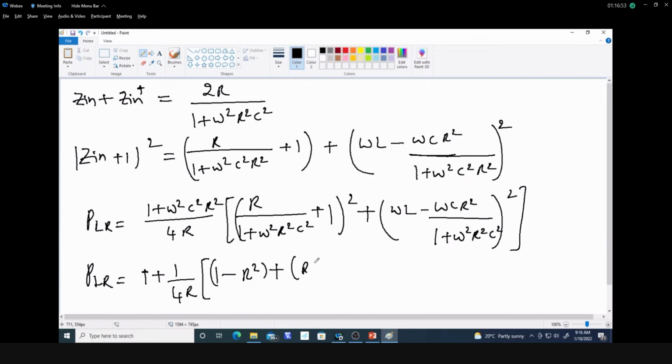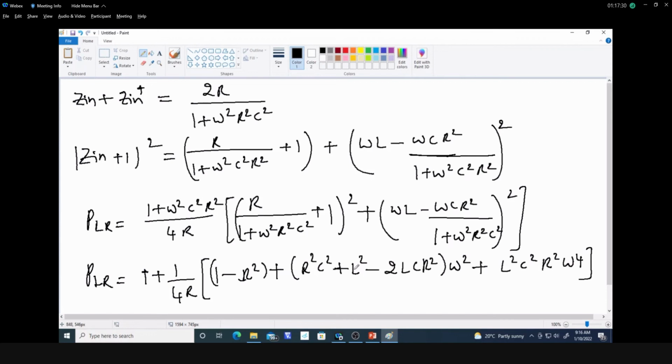plus r²c² plus l², minus 2lc² into ω². So from this expression we are separating the ω terms and the terms without ω, plus l²c²r² into ω⁴. So this is the power loss ratio expression, or insertion loss ratio expression, in terms of the L and C components.